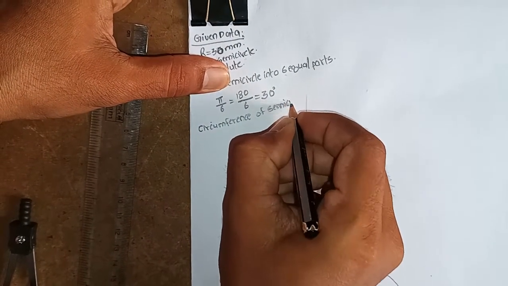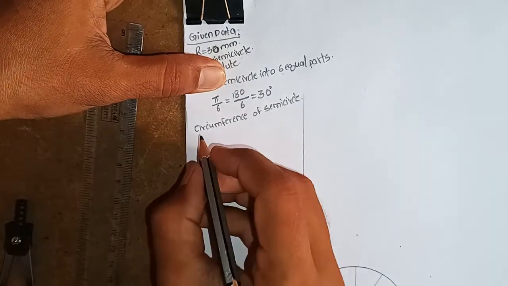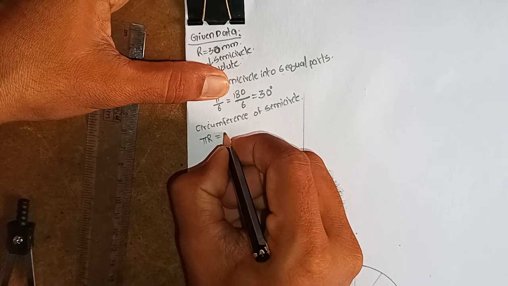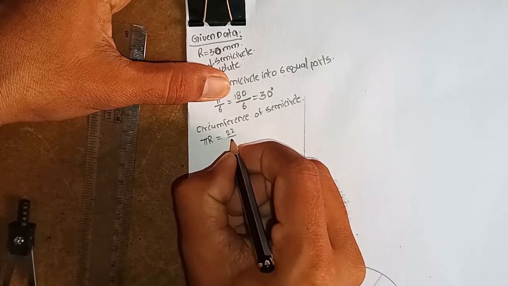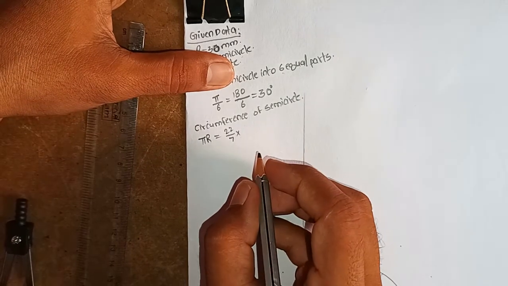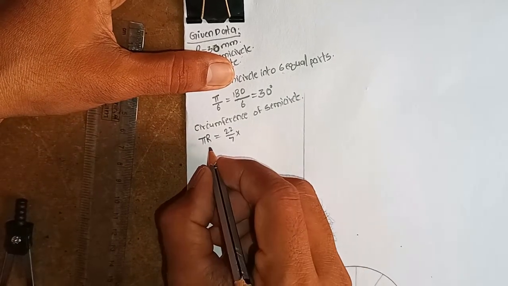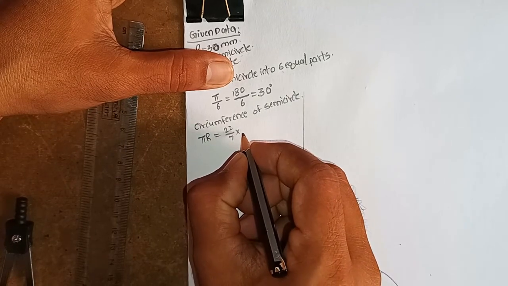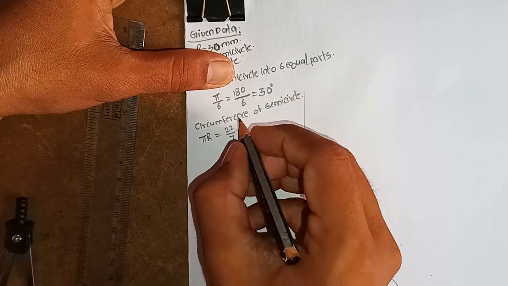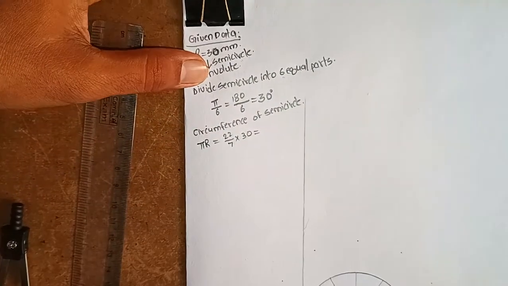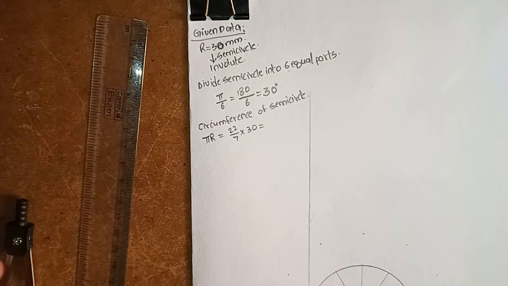The circumference of the semicircle is equal to pi d, or sorry, pi r. 22 by 7 into what is the radius, students? That is 30 mm. If we try to do like that, what will we get here? We may just try to calculate, students.